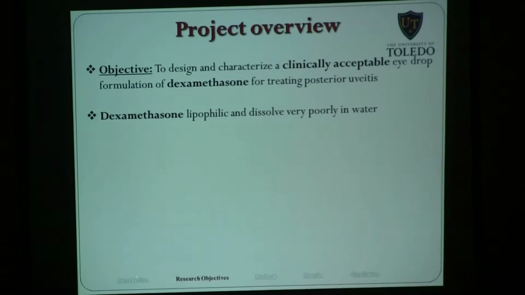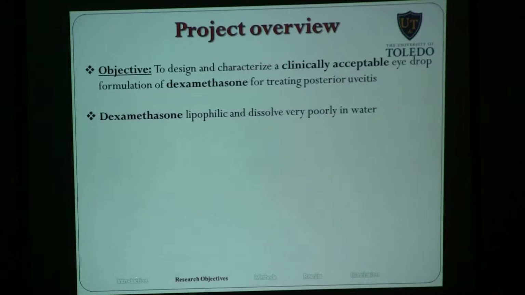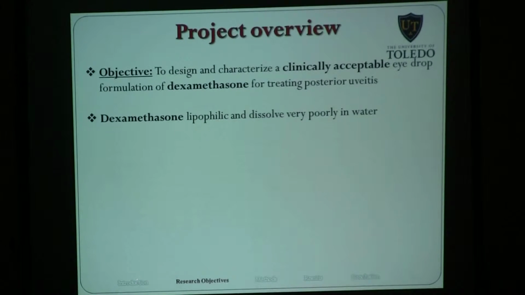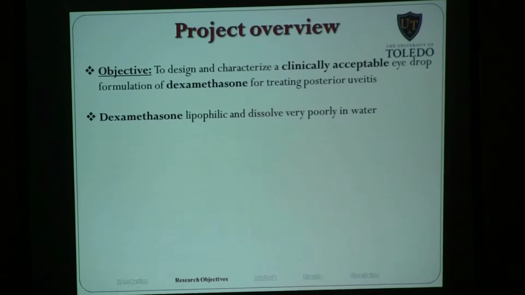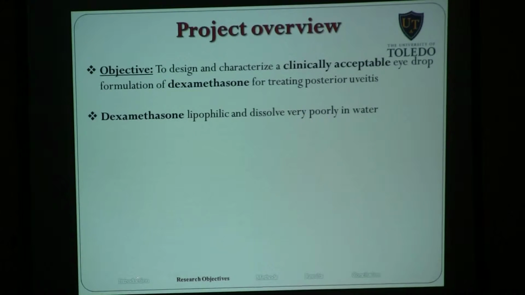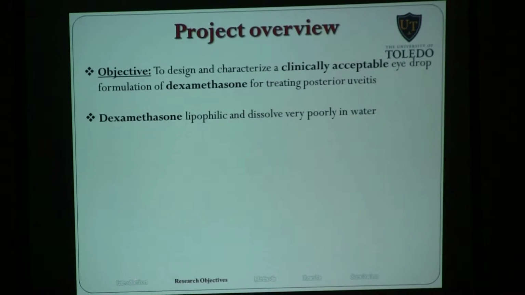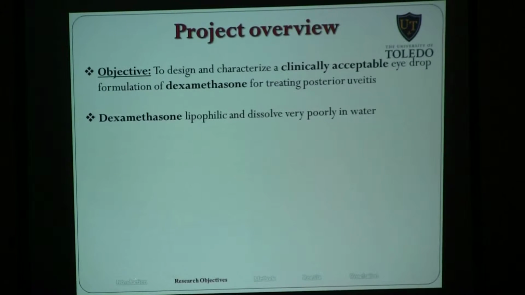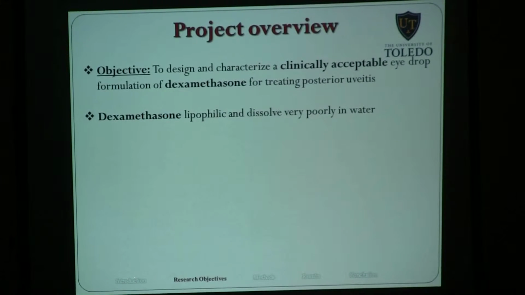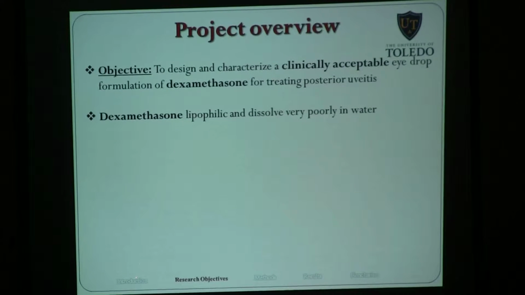So next is project overview. The objective of my research is to design and characterize a clinically acceptable eye drop formulation of dexamethasone for treating posterior uveitis. And the reason why I have chosen dexamethasone is because it's basically a model lipophilic drug, and also it is very widely used in treating inflammations, as well as posterior uveitis.